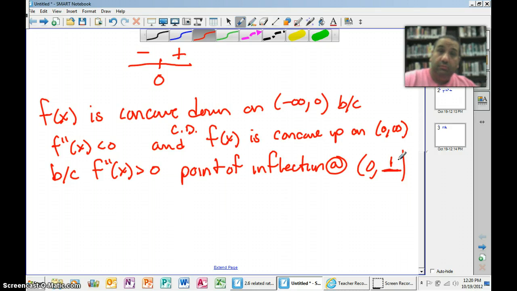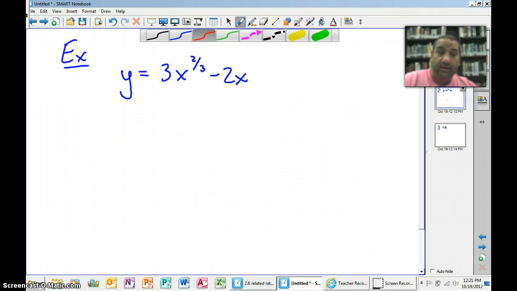Any questions? No. Okay. That's how you find points of inflection. Just like that. All right. I have another one planned. Here it is. Okay. So now we're going to find the second derivative.